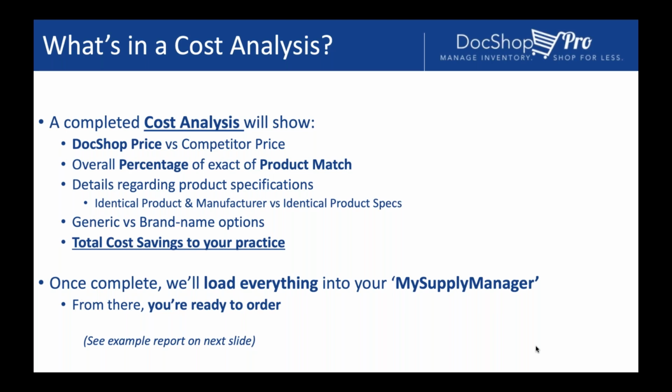And then once we're done, and this is another key feature of what we can do in the cost analysis process, we're going to load everything on that cost analysis report. We're going to take all of those products and load them into the My Supply Manager for you. So if you send us a list that had 40, 50, 60 products, you'll see the full breakdown. And then when you log into your account, you'll see all of that in the Supply Manager for you, ready to order.